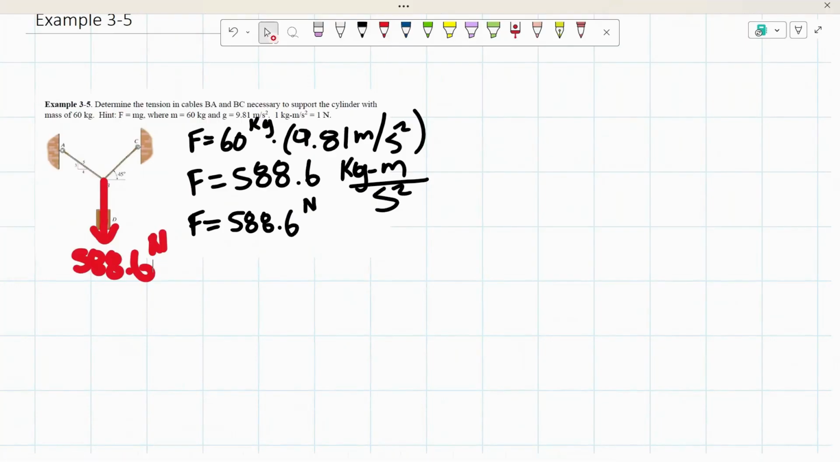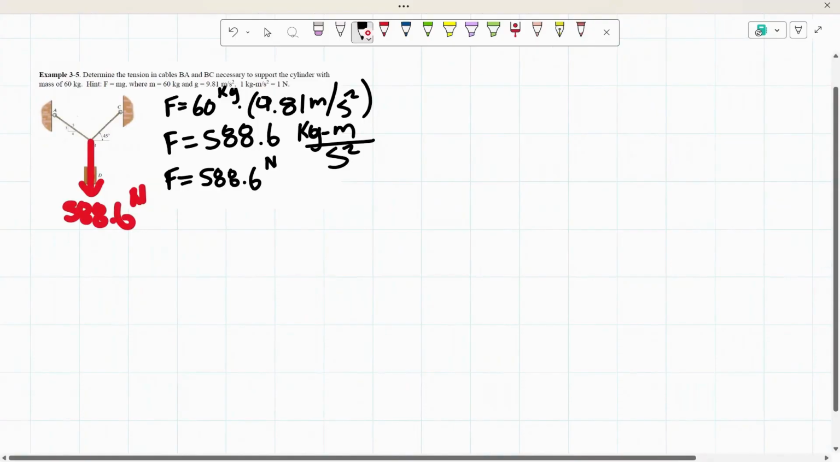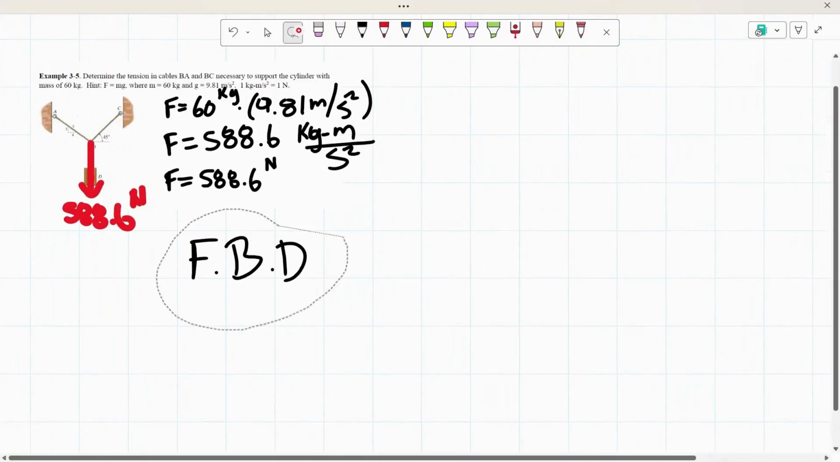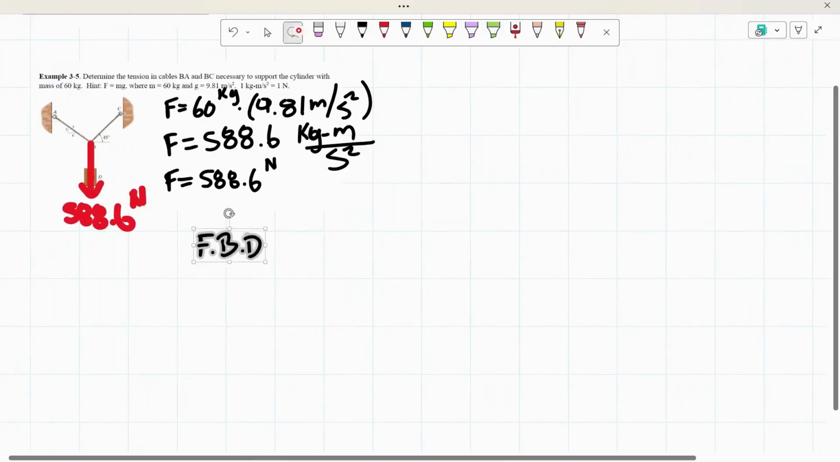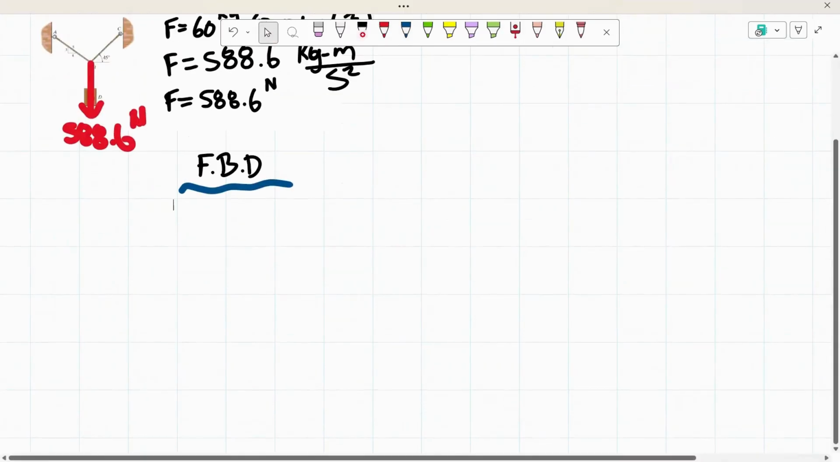Okay, now that we were able to determine the force, we're going to draw a free body diagram around joint B, so that we're able to use the method of joints to help us figure out the tension in both of the cables. So what we're going to do is draw a free body diagram to help us determine this. So point B right here in the middle.